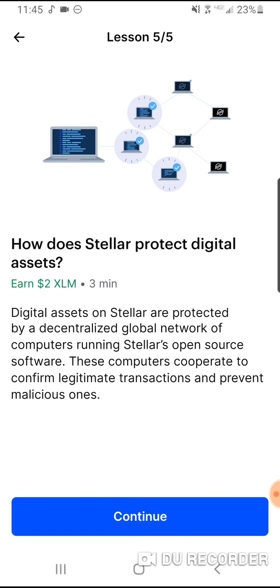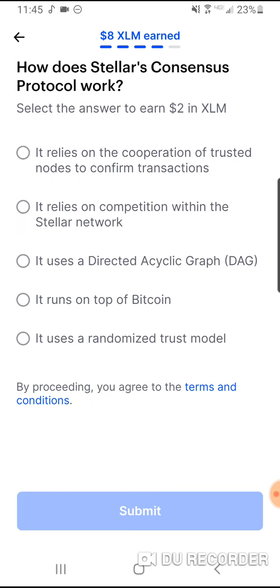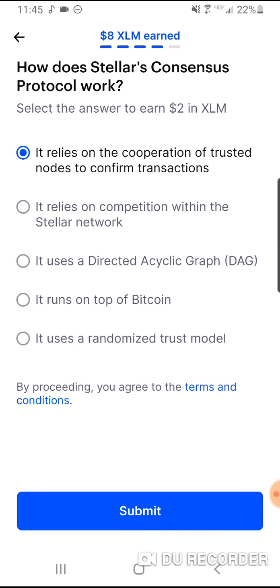All right, let's continue for our last quiz. How does Stellar's consensus protocol work? It relies on the cooperation of trusted nodes to confirm transactions. It relies on competition within the Stellar network. It uses a directed acyclic graph, or DAG. It runs on top of Bitcoin, or it uses a randomized trust model. All right, it's the first one.